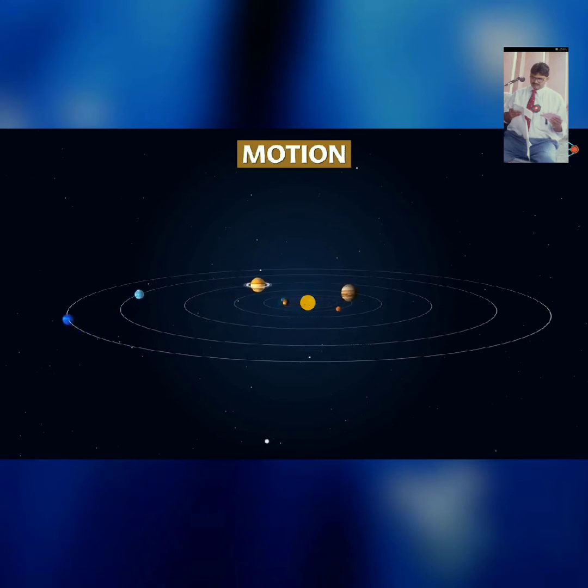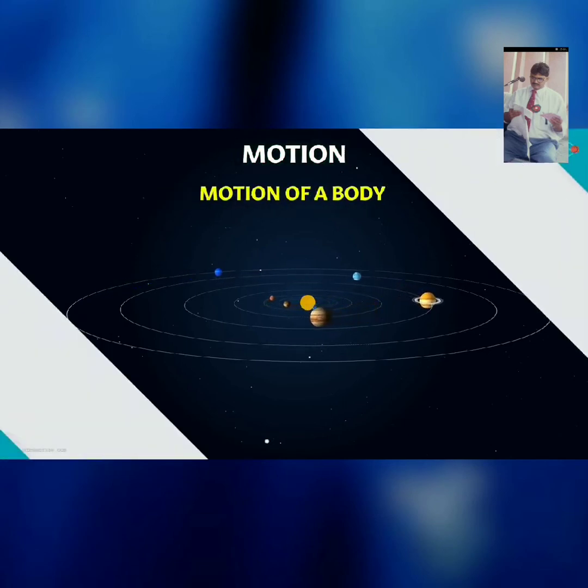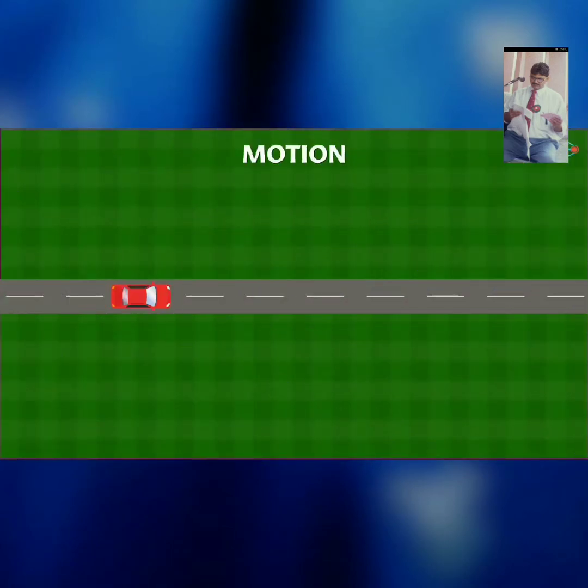But what if I ask you to tell me the definition of motion? How can we define something as intuitive as motion of a body? Well, for that, we need to look at what exactly happens to a body when it's in motion.